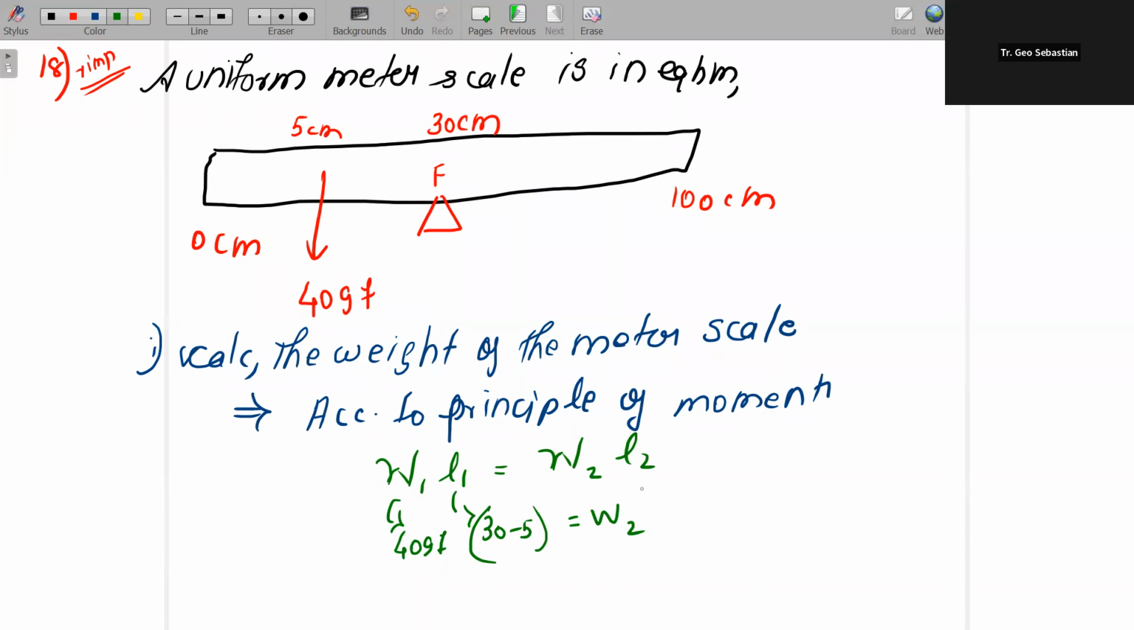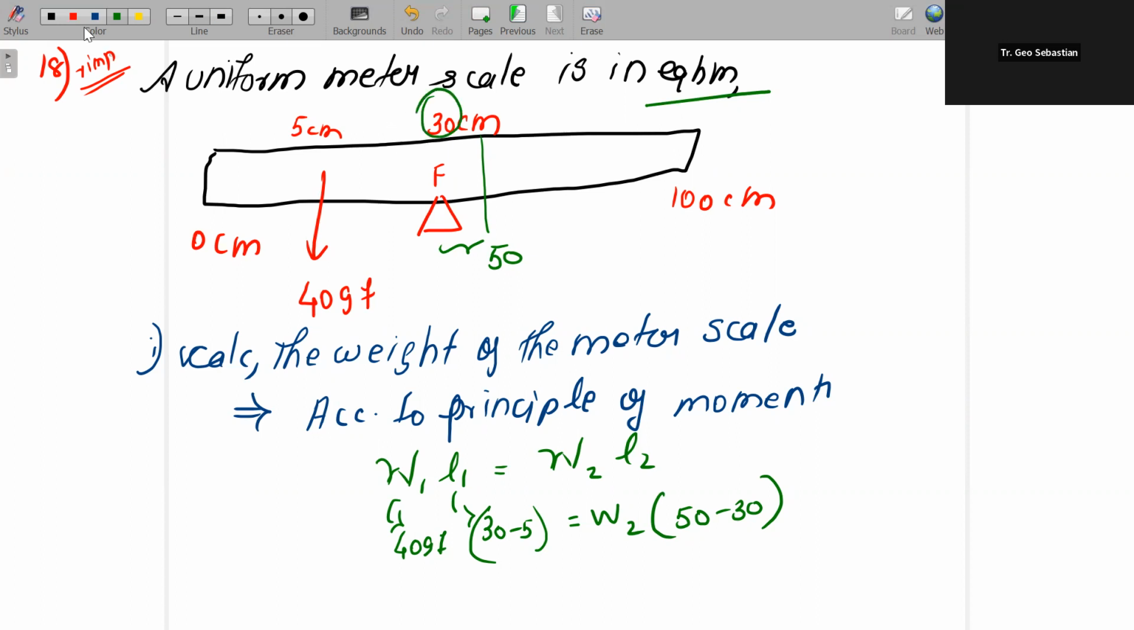What is L2? The body is at equilibrium, right? That means the balance point is at 50. Already in the question they have given that the body is at equilibrium. 100 centimeter means its half is nothing but 50. 50 minus this 30 is nothing but 20.